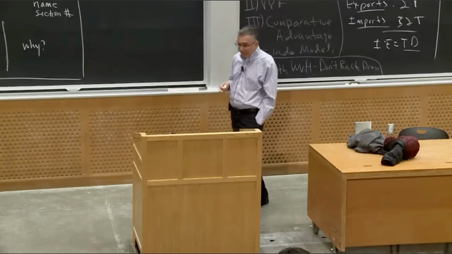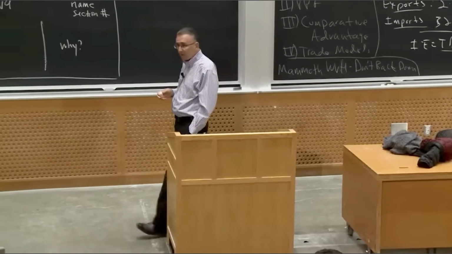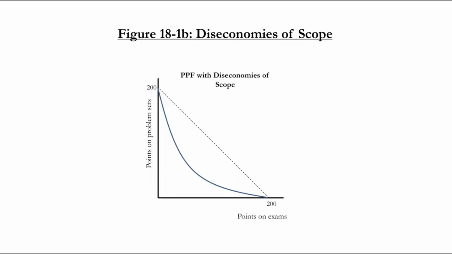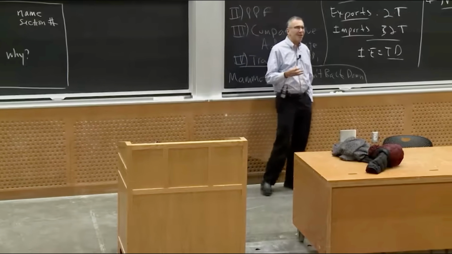Now, you can also get diseconomies of scope. Okay? That would be illustrated in figure 18.1b. That would be a concave production possibility frontier, where literally you're better off doing one or the other, but the combination of the two makes you worse. Now, it's hard to see that in our example.